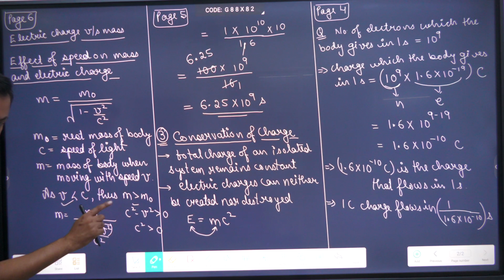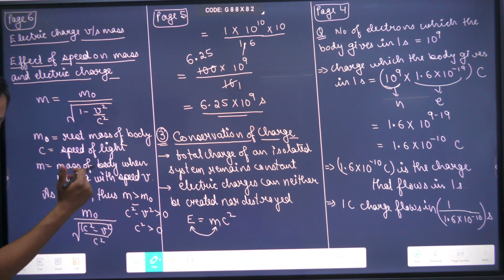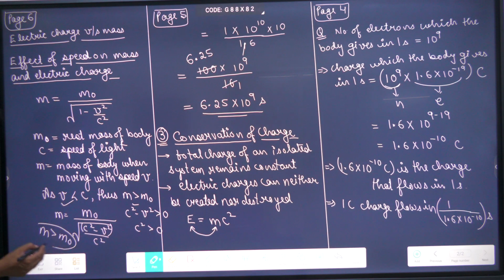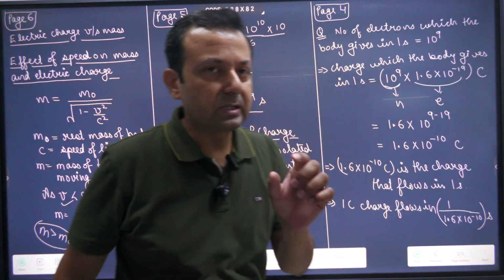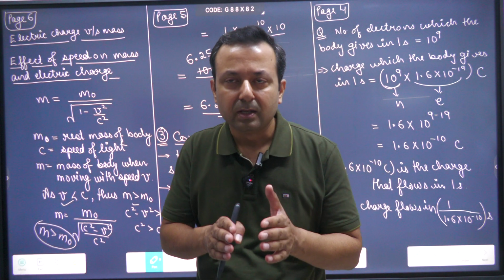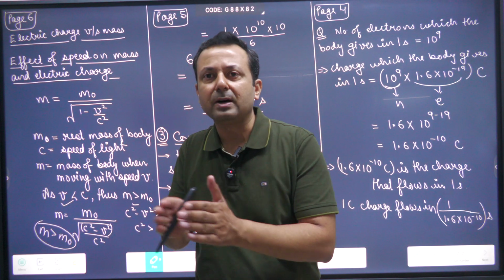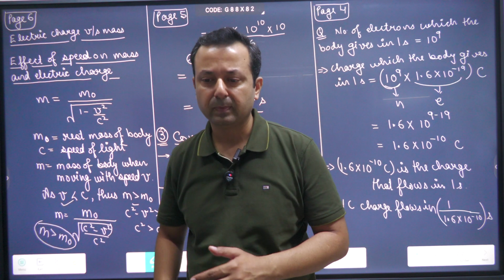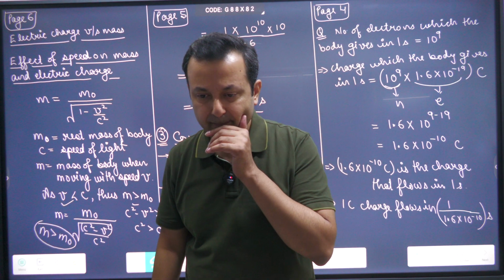Positive divided by positive is a positive quantity, and when I divide m naught by a positive quantity, m naught will get reduced. It means that m is greater than m naught. It means that if we measure the mass of an object at rest, that is always less than the mass of an object which is in motion. Do you get it?